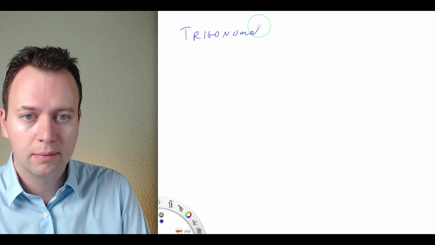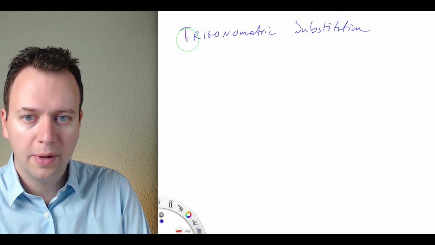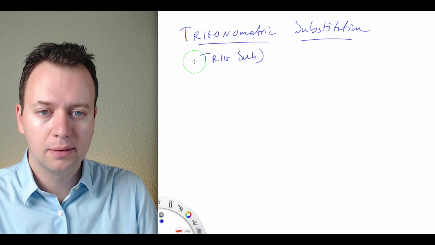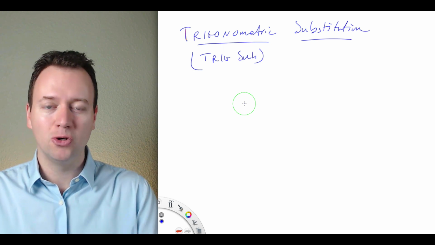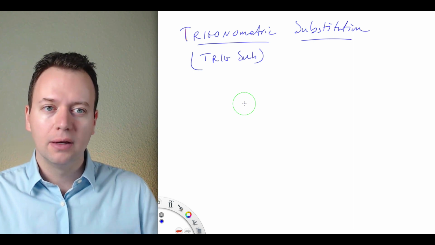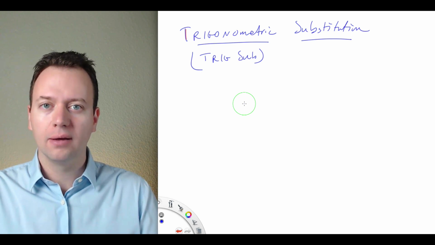Our next technique is also a form of substitution, except it's a special form called trigonometric substitution, or Trig Sub for short. Essentially, we're using trigonometric functions in a substitution. Instead of just substituting, for example, u equal to some function of x, we're relating x and a new variable theta via trigonometric relations.